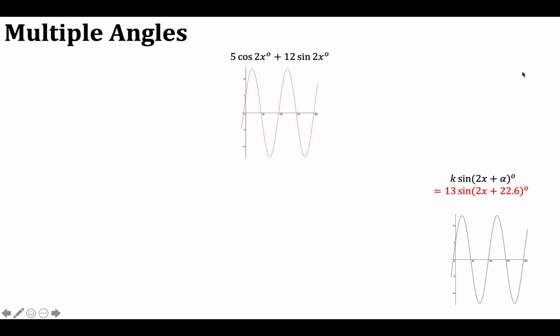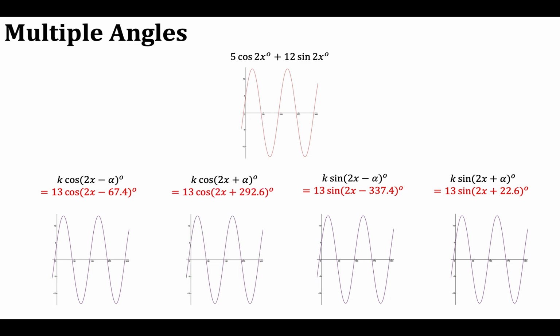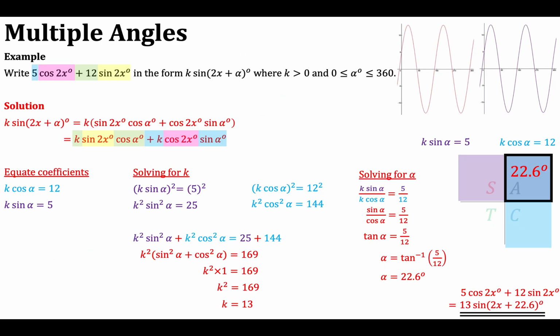I could actually have been asked to express 5 cos of 2x plus 12 sine of 2x in different forms. So I could have been asked for k times sine of 2x minus alpha, and you can see our phase angle is different, but we have again the same graph. And we could have used either expansion for cos as well, and again we would have the same graph. So just back to that example to allow you to copy that down before the screen goes blank, and then complete the assigned exercise for today.